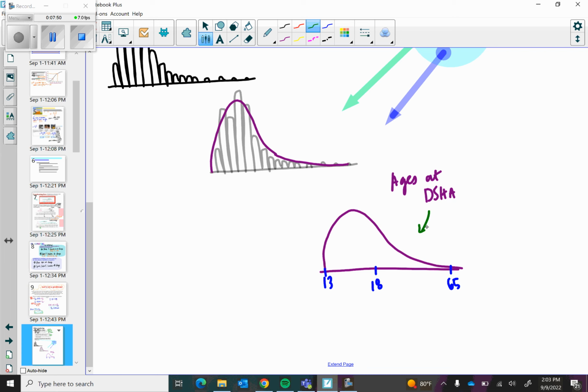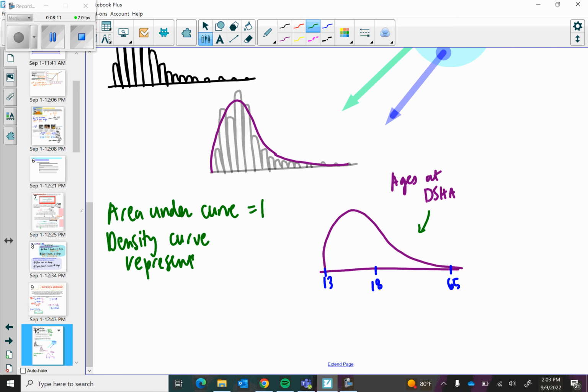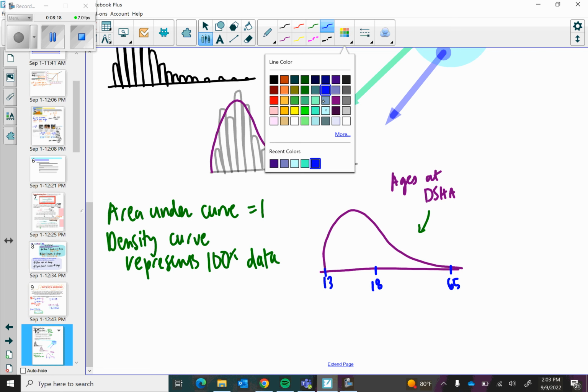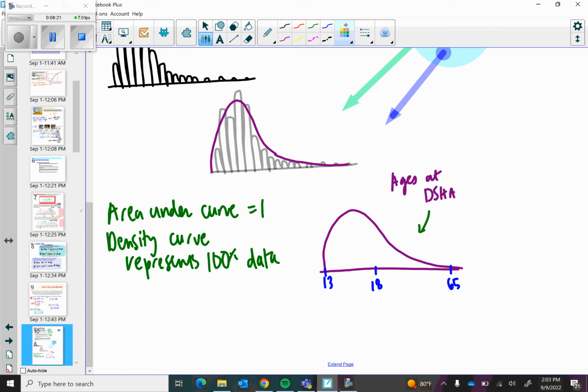There's a couple of important things about density curves. The first is that the area under them, the area under the curve, is 1. Another way to say that is that your density curve represents 100% of your data. So over here again, ages at DSHA. This distribution is showing all of the students and teachers in this building. 100% of our faculty and staff and students lie in here.